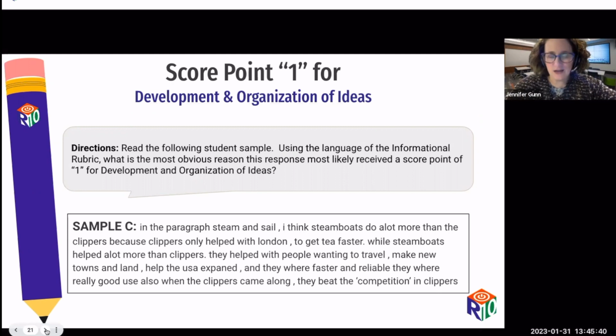So sample C says, "In the paragraph, steam and sail, I think the steamboats do a lot more than the clippers because clippers only helped with London to get tea faster, while steamboats helped a lot more than clippers. They helped with people wanting to travel, make new towns and land, help the USA expand, and they were faster and reliable. They were really good use also when the clippers came along. They beat the competition in clippers."